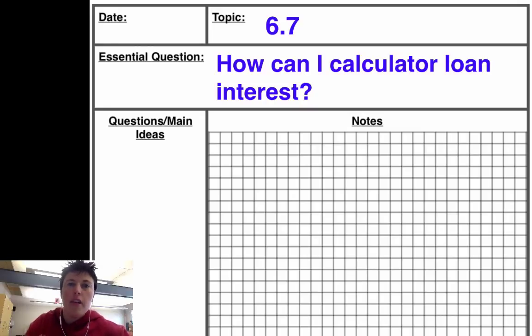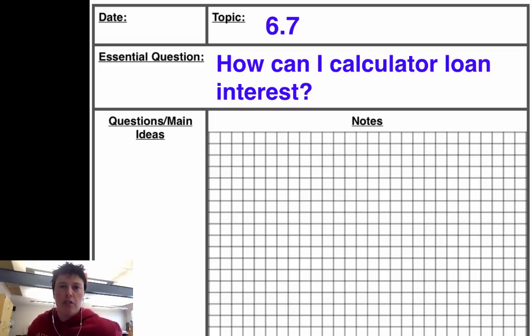Hey guys, we are going to do another 6.7 video today and continue talking about how I can calculate loan interest, because this is stuff like it in your day-to-day real life. It's going to be important to you at some point. So it's good to practice it now and really feel comfortable with how interest works.